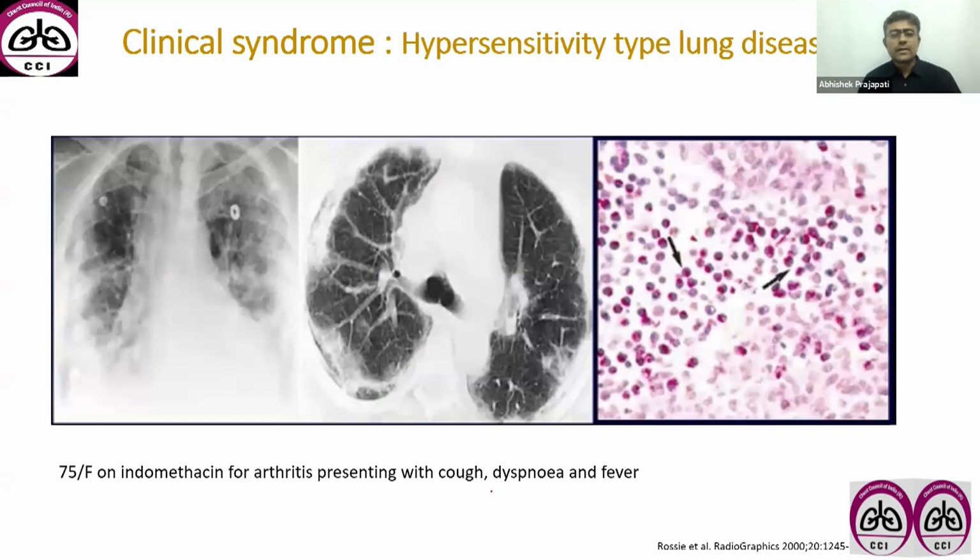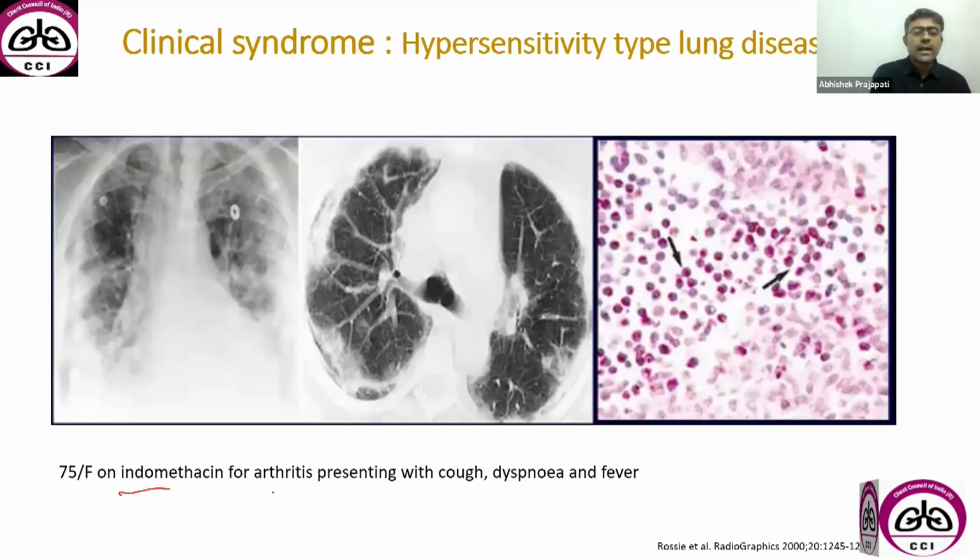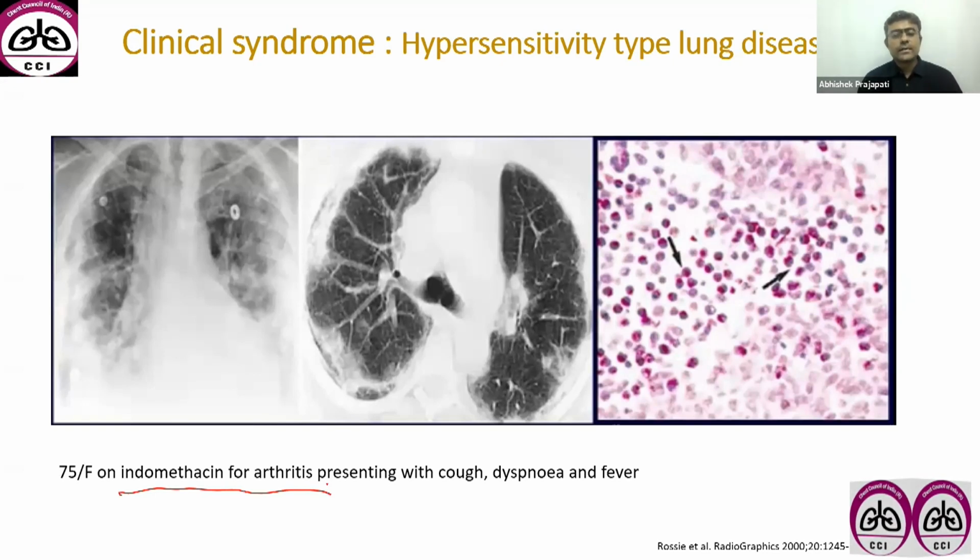And this is a clinical case of a 75-year-old female who was on indomethacin for her arthritis, presenting with cough, dyspnea, and fever. Here is her X-ray, and here is her CT scan. It is showing bilateral homogeneous involvement with ground glass opacification, and in the histopathology, eosinophils are appreciated in the lung parenchyma.